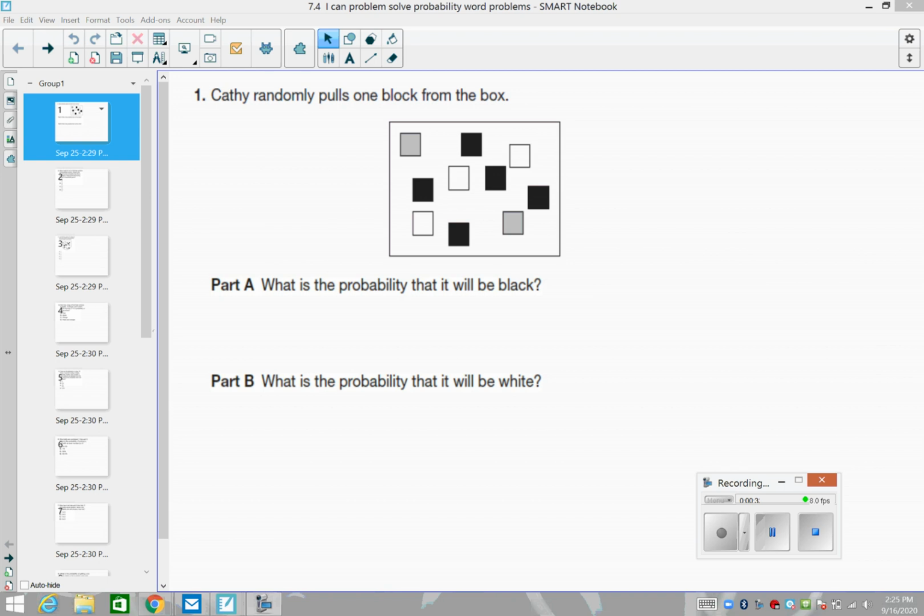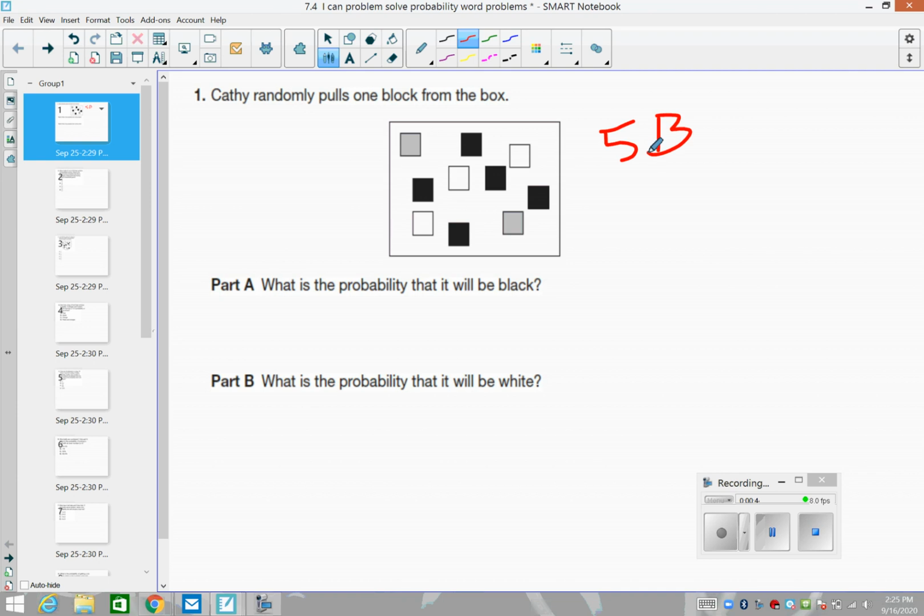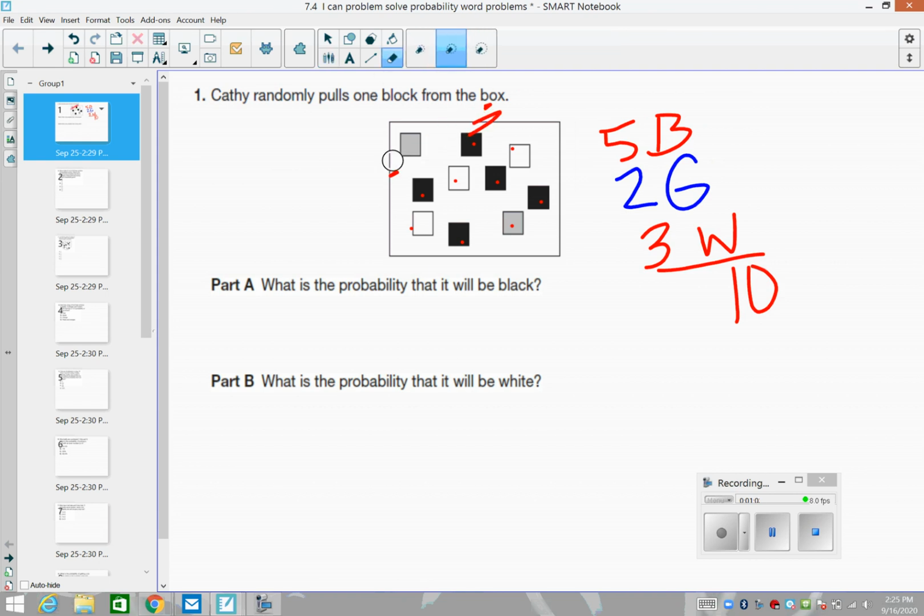All right, let's take a look at this first question. Kathy randomly pulls one block from the box. So first thing I'm going to do is summarize what I have in there. It looks like I have 5 black blocks, 2 gray boxes and 3 white boxes. 1, 2, 3, 4, 5, 6, 7, 8, 9, 10. I want to verify that that adds to 10 boxes. Sweet. All right, so let's find the probability of each event down below.